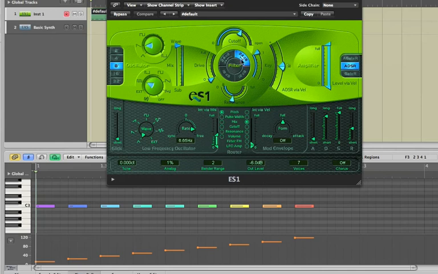Okay, over here in the ES1 on the right hand side, what we have is the amplifier section, and it's a place where you can determine how note velocity will control the amplifier section, the loudness of the sound, and also the filter, and we'll see how that works in just a minute.